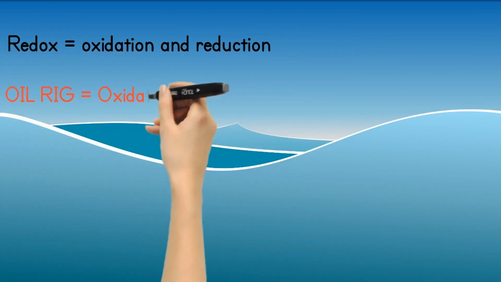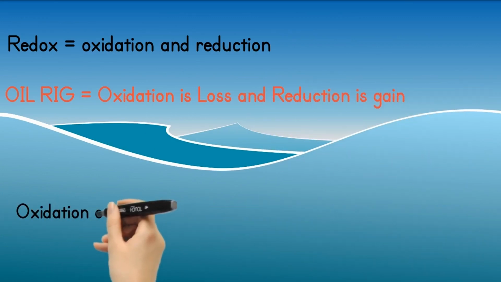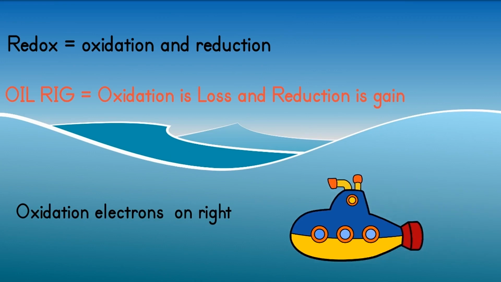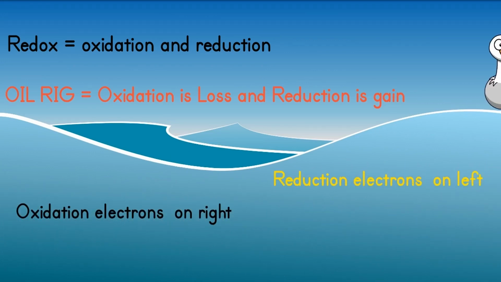Redox are reactions that involve electron transfer. An easy way to remember is by using OIL RIG. When producing half equations for oxidation, electrons are always on the right and for reduction on the left.